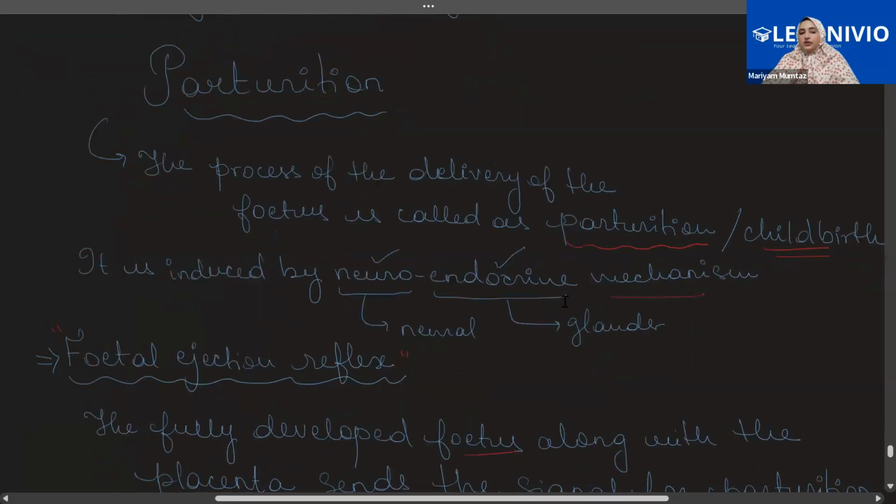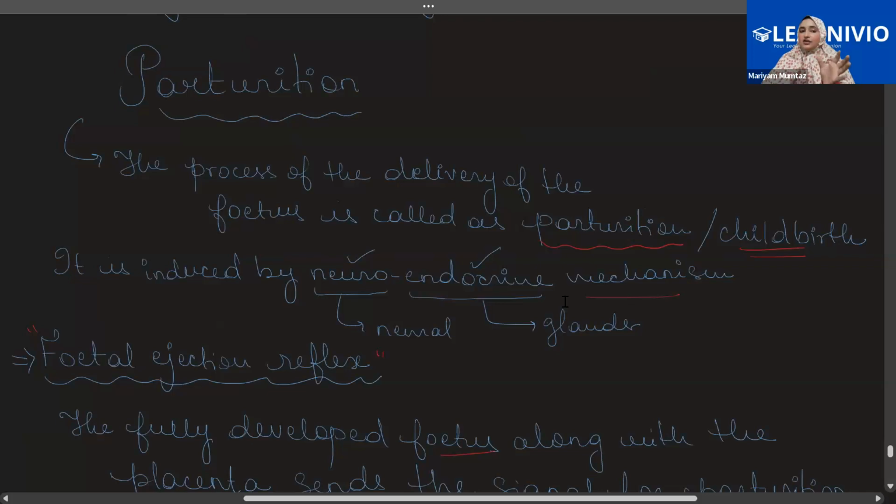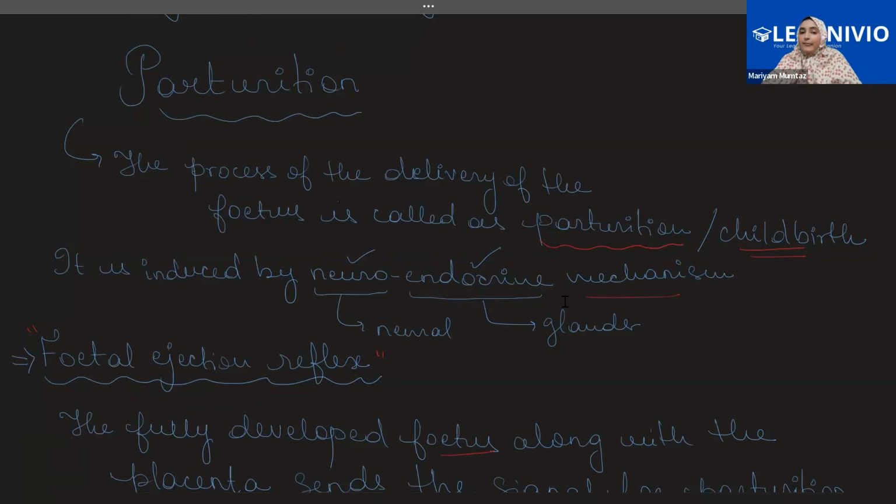Then comes parturition. Now, what is parturition? This is actually the process wherein the fetus is delivered out of the mother's body. You can also call it childbirth. And this is induced by a neuroendocrine mechanism, meaning it is under neural control as well as hormonal or endocrinal control.